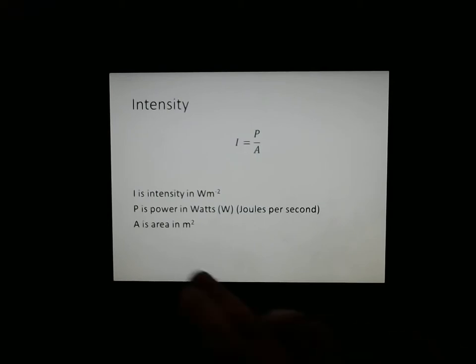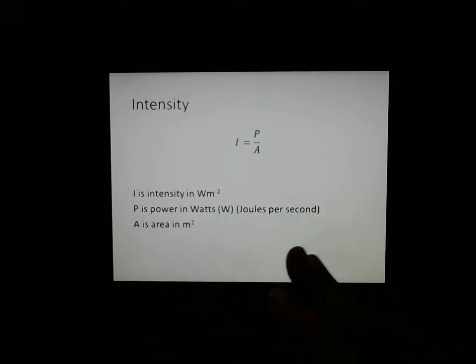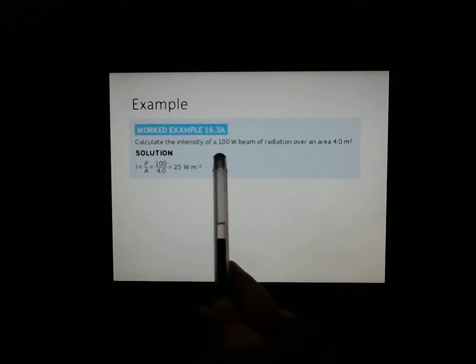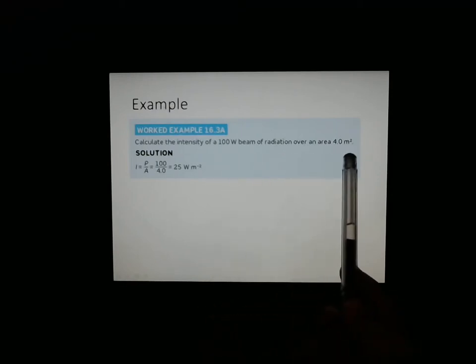Power's in watts. Remember our bad Harry Potter joke, get a unit of power, Harry, and then A for area in meters squared. So let's have a look at some examples. Oh, I forgot to cut off the solution on this one, so you can see the solution there. Calculate the intensity of a 100 watt beam of radiation over an area of 4 meters squared. This one's really straightforward, so I probably don't need to show you anything. We have our formula, intensity equals power over area. We have our 100 watts, our power, and our area given to us as 4 meters squared. We substitute, we solve, done.